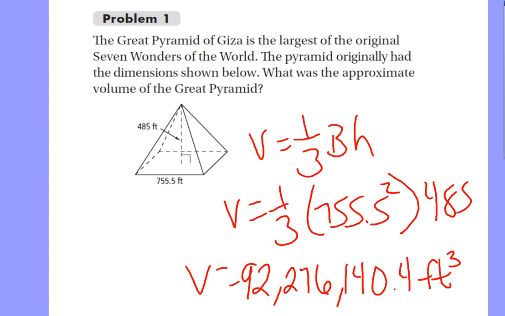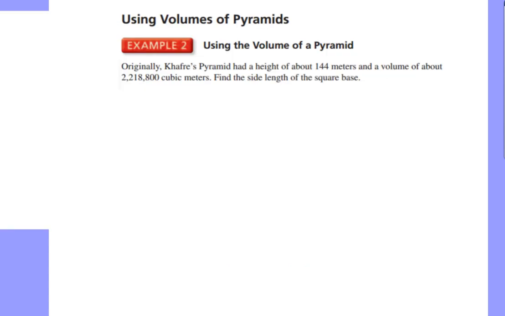Always keep in mind that you can utilize this in different ways, but depending on the situation, maybe the volume of a pyramid is based off of a composite solid or anything else, really. So let's take a look at one more quick example. Khafre's pyramid had a height of about 144 meters and a volume of about 2,218,800 cubic meters. Find the side length of its square base.